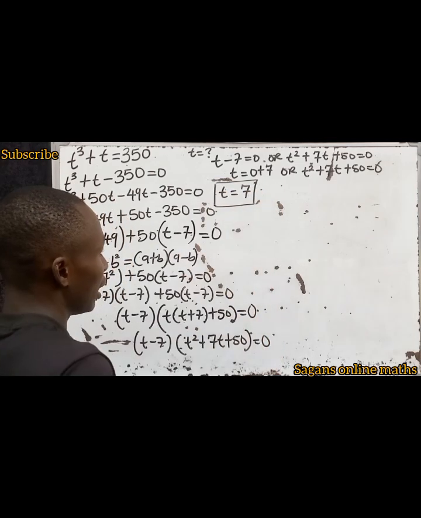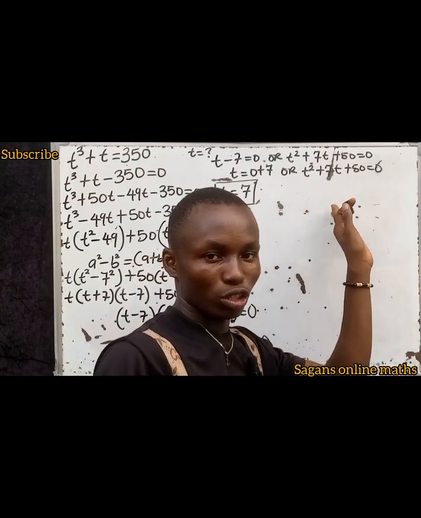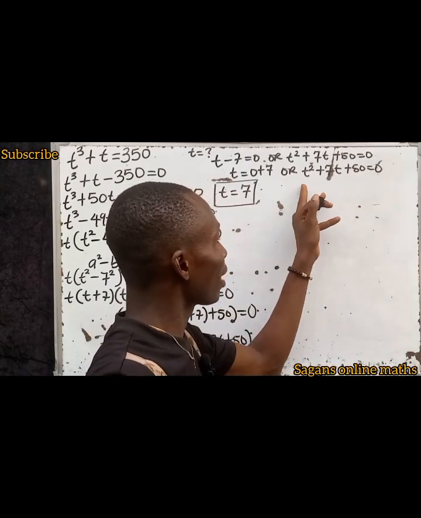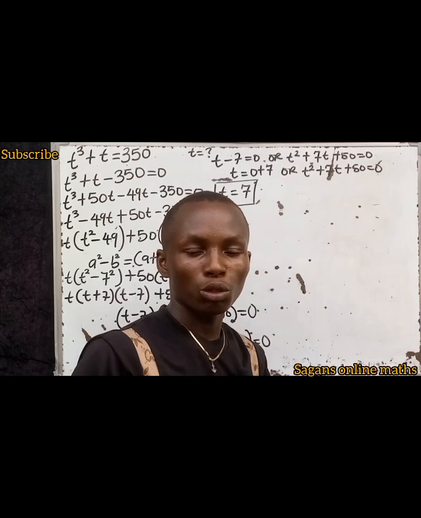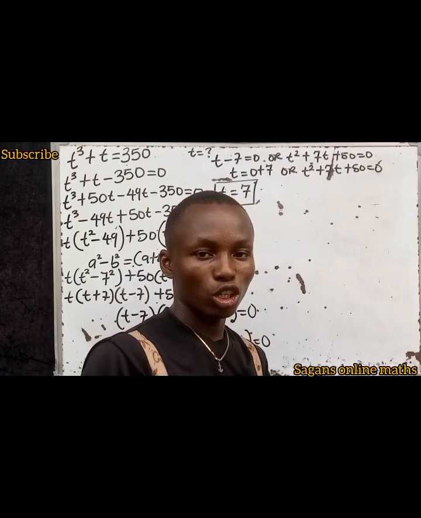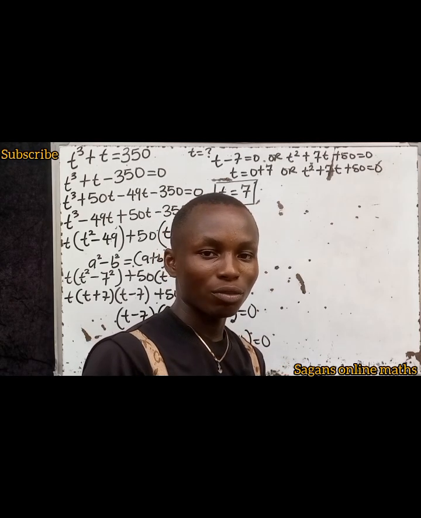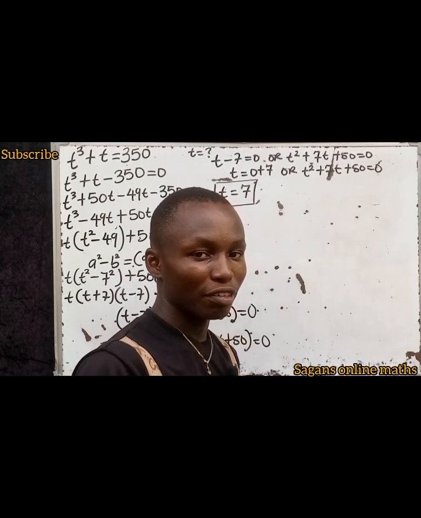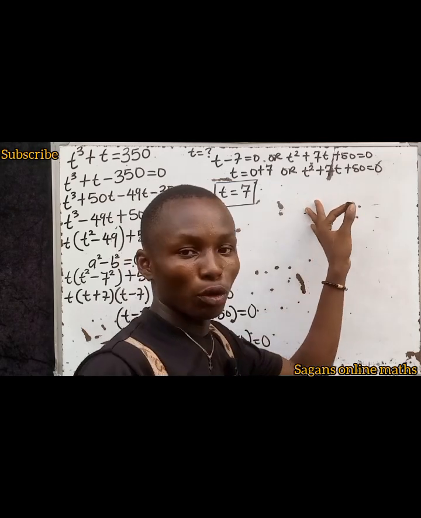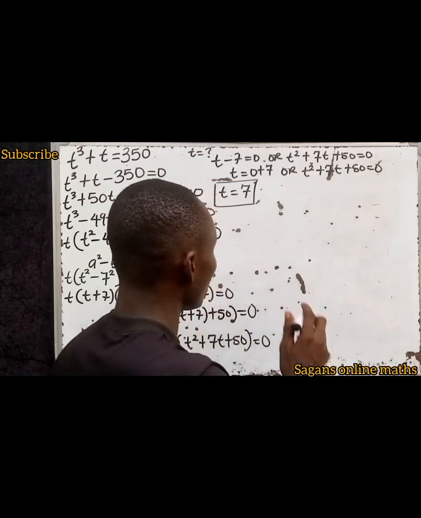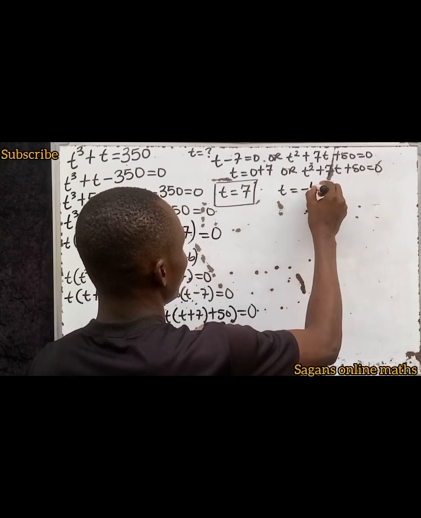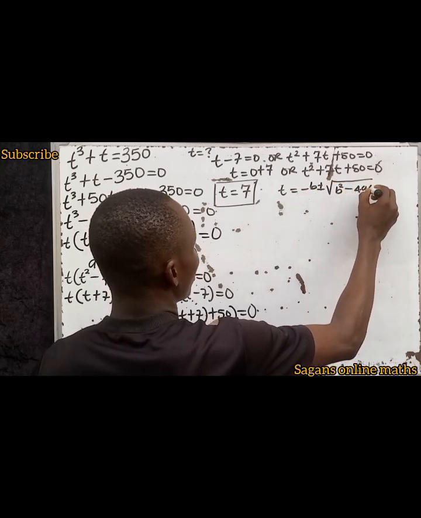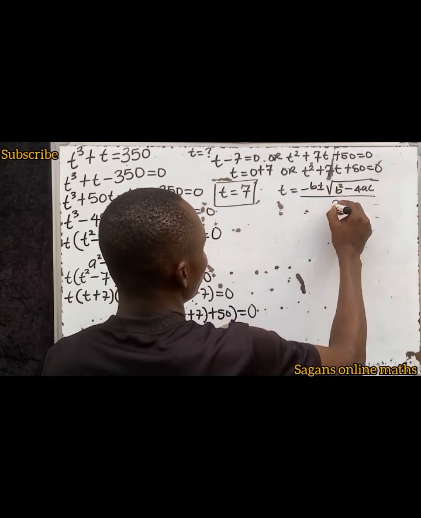Now let's consider t squared plus 7t plus 50 equals 0. Our question is: can this be factorized? No. So remember that a quadratic equation has four ways of solving: 1, factorization method; 2, completing the square; 3, graphical method; and 4, formula method. In this question we're going to use the formula method. By definition, t equals minus b plus or minus the square root of b squared minus 4ac, divided by 2a. Wow.